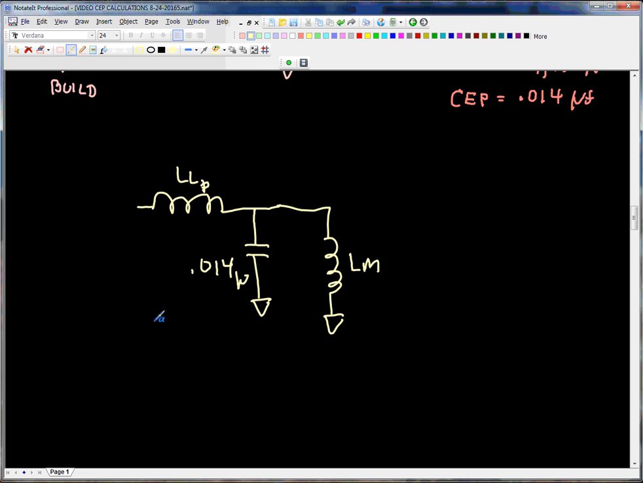Now we do a similar thing when we calculate LLP. That'll be another one of my videos to come out relatively shortly. Once we have that, we've got these two elusive parameters. Then we can do an actual transformer design. This one's fairly easy to come up with.